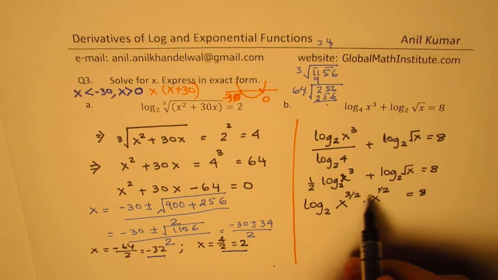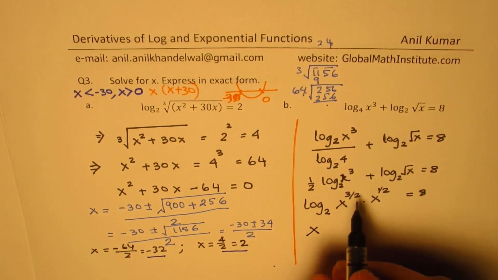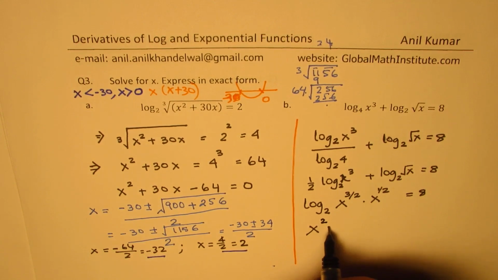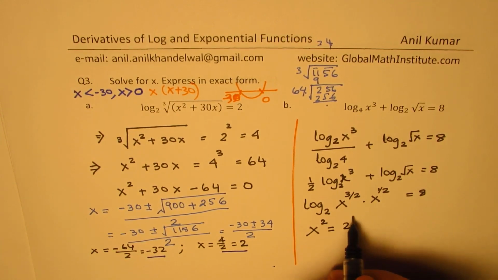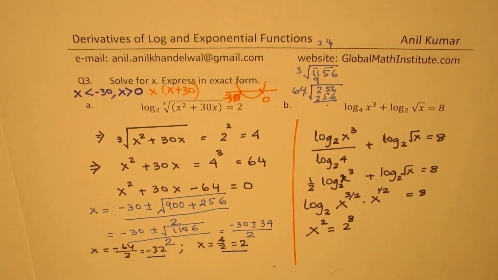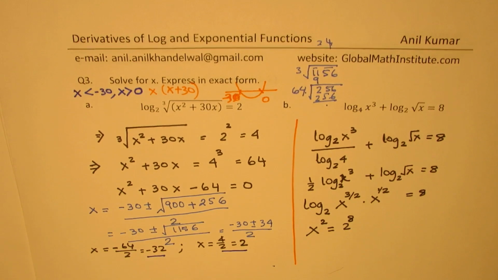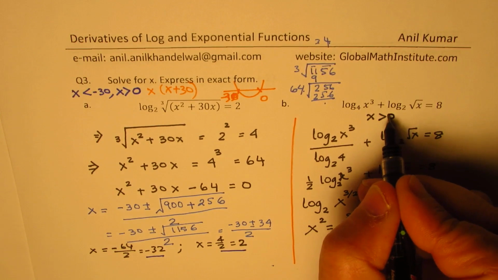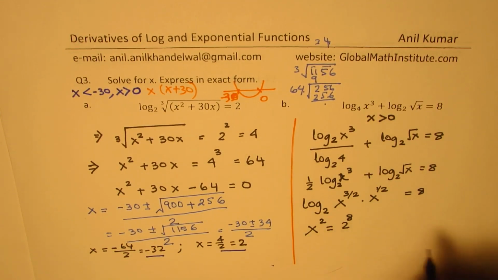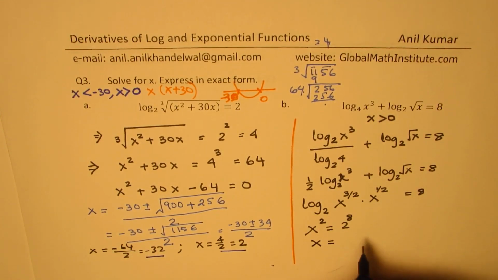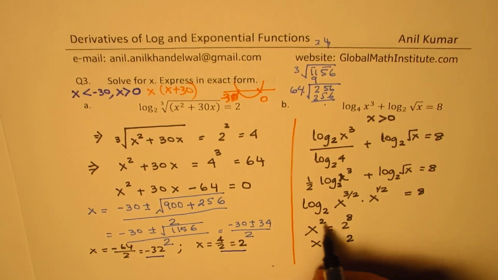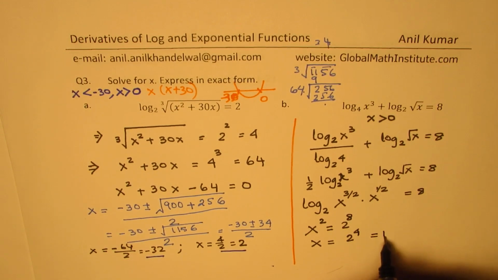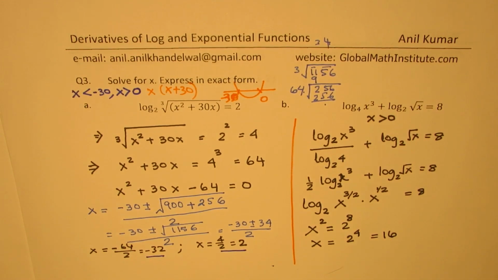So we can combine these. So we have x to the power of 3/2 plus 1/2 is 4/2, or x squared, is equal to 2 to the power of 8, right? So x squared is equal to 2 to the power of 8. Now in this particular part, x is greater than 0 is our domain, correct? So the solution will be x is equal to 2 to the power of 8/2, which is 2 to the power of 4, and so we get 16 as our answer, correct?